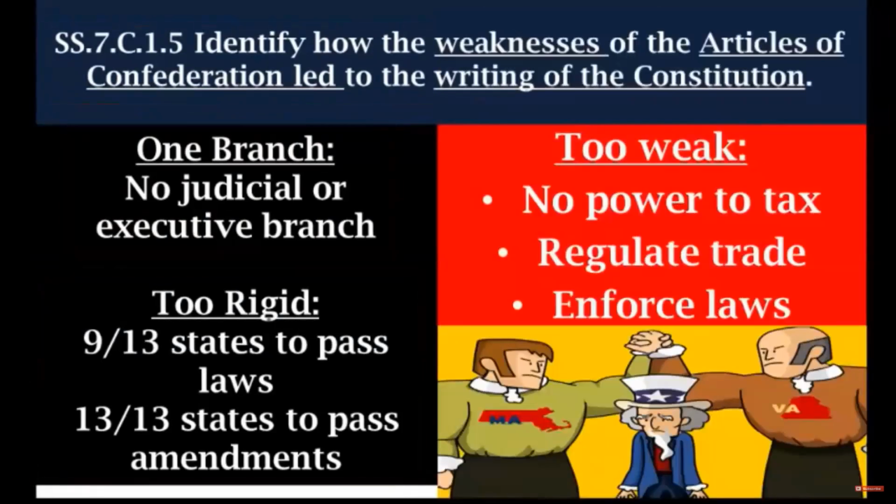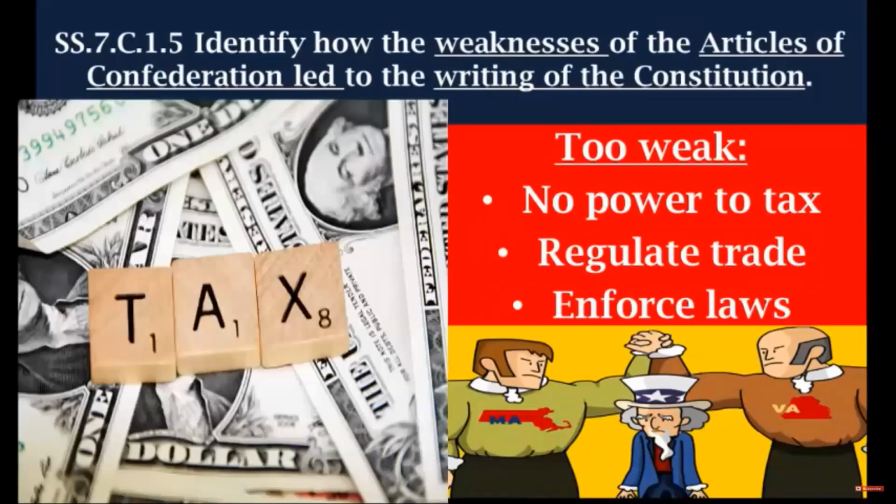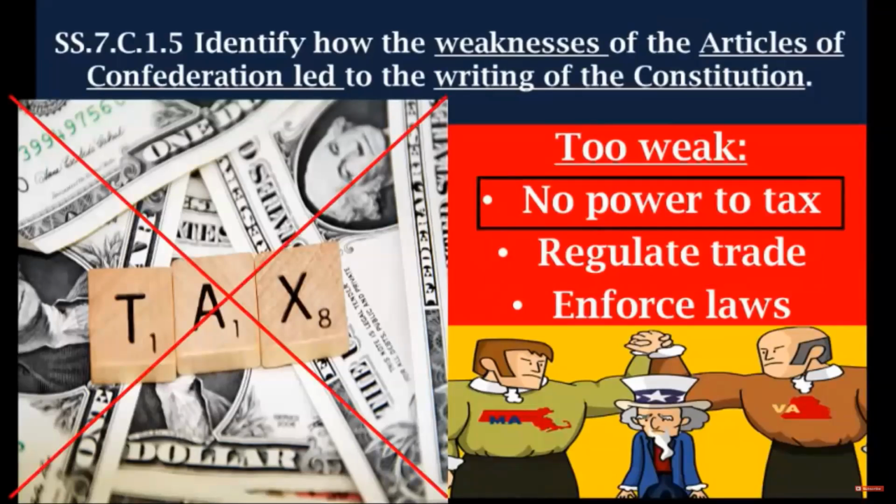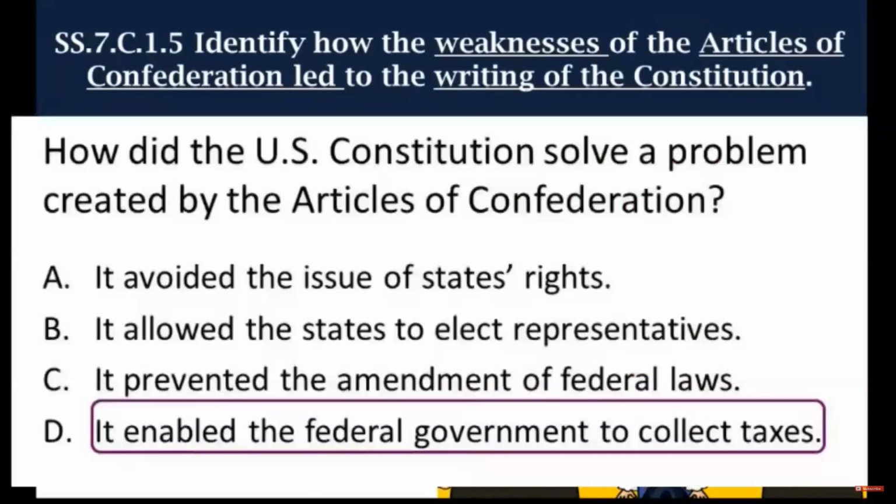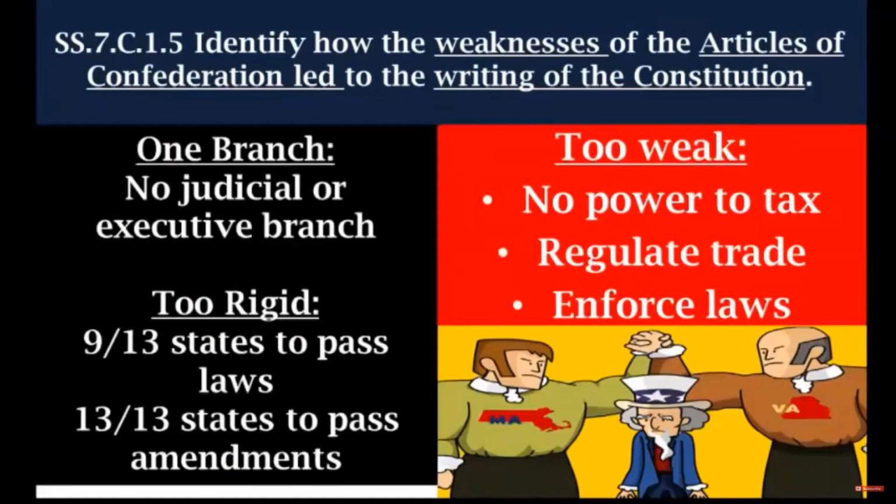Another big weakness was that they couldn't regulate trade. Finally, one of the biggest weaknesses, which your test is most likely to ask you, is that they couldn't pass taxes. A government without money is definitely too weak. Of all of the questions on the articles that I've seen, the questions about not having taxes or not being able to enforce laws are the most common.